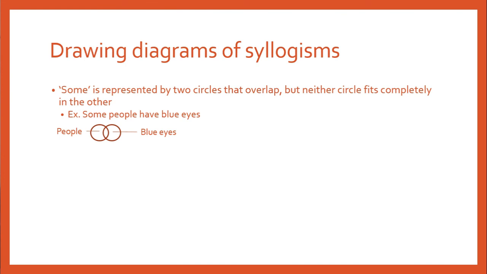So if you want to say "some people have blue eyes," you need to have part of the people circle outside of the blue eyes circle, and part of the blue eyes circle has to be outside of the people circle, which is what we have here.